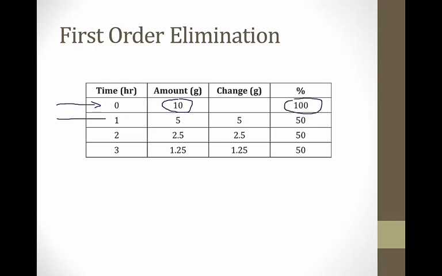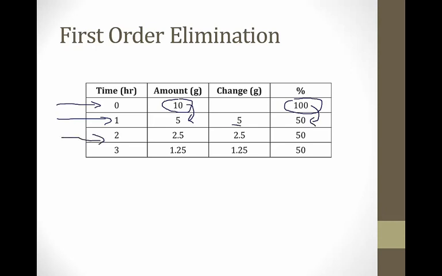At a time of 1 hour, let's suppose that the amount that's still present in the plasma fell from 10 down to 5. That would be a change of 5 grams. That would also be a change of 50% because we've gone from 100% down to 50%. Now let's look at 2 hours.